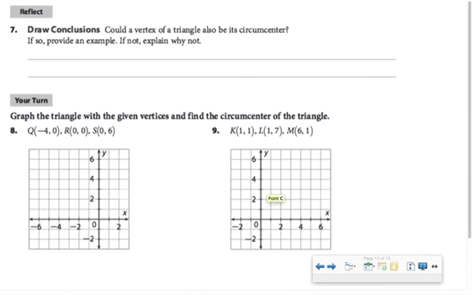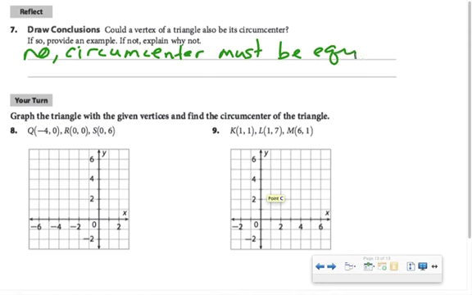So the answer is no, because the circumcenter must be equidistant from the vertices.